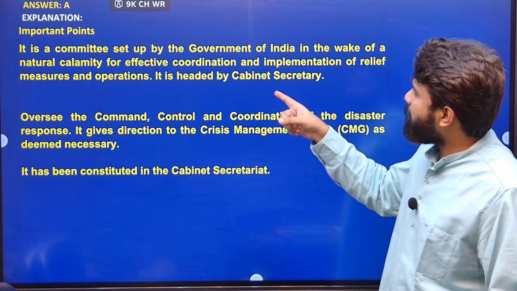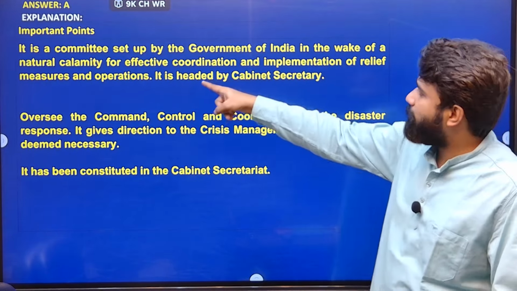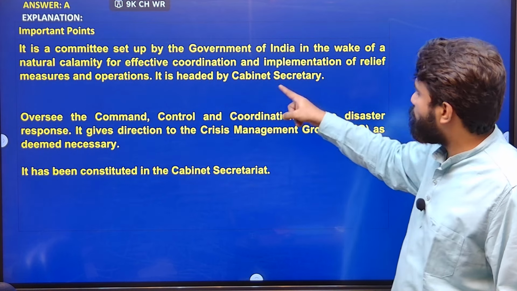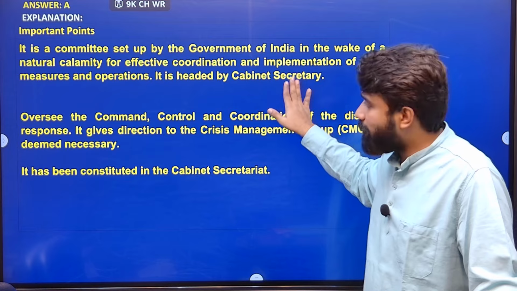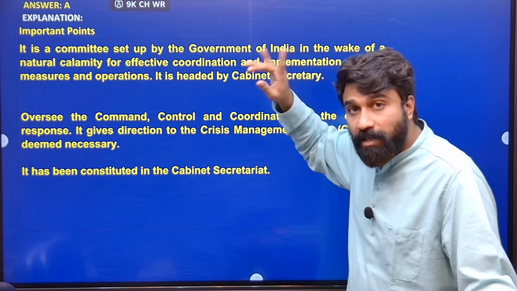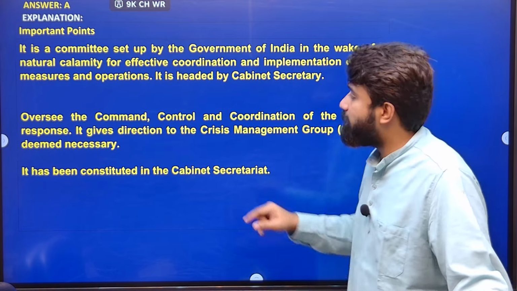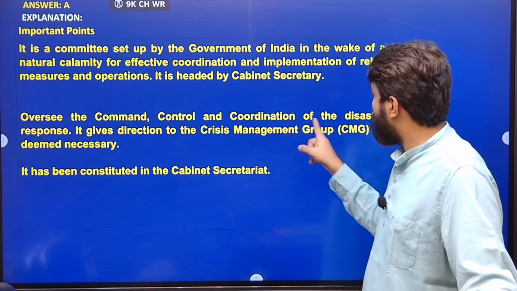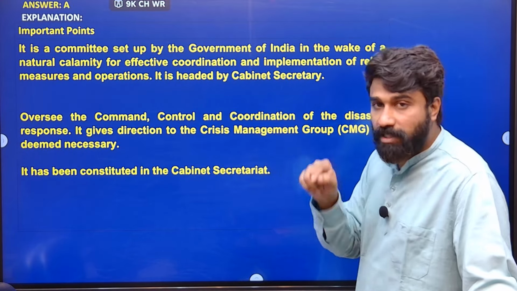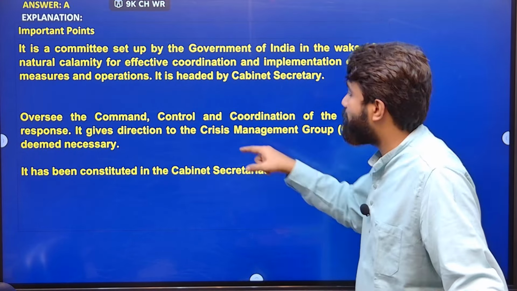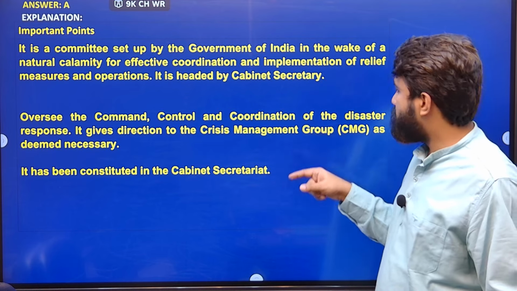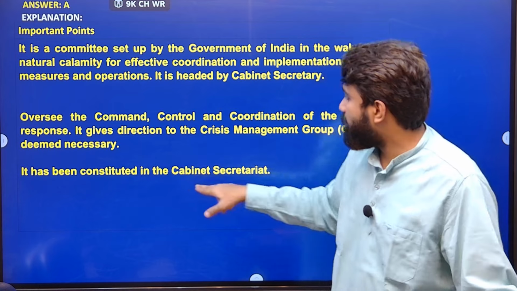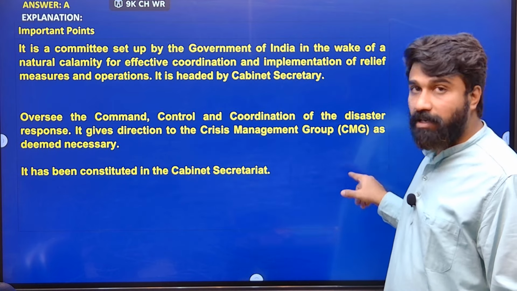It is a committee set up by Government of India in the wake of natural calamity to bring such coordination and implementation of relief measures, headed by Cabinet Secretary. So, first statement is incorrect, that they have mentioned about Prime Minister there, and to oversee command, control and coordination of the disaster response, that is the role of this National Crisis Management Committee. It gives direction to Crisis Management Group, which is deemed necessary actually. And next, it has been constituted in the Cabinet Secretariat only.